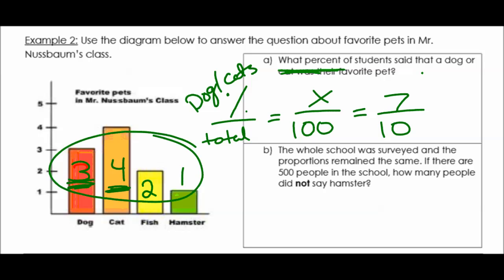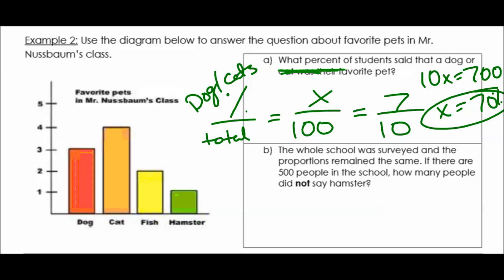10 times x is 10x. 7 times 100 is 700. You divide by 10, and x is 70. That makes perfect sense. 7 out of 10 is 70%. It's most of the people. Most of the people like dogs or cats.